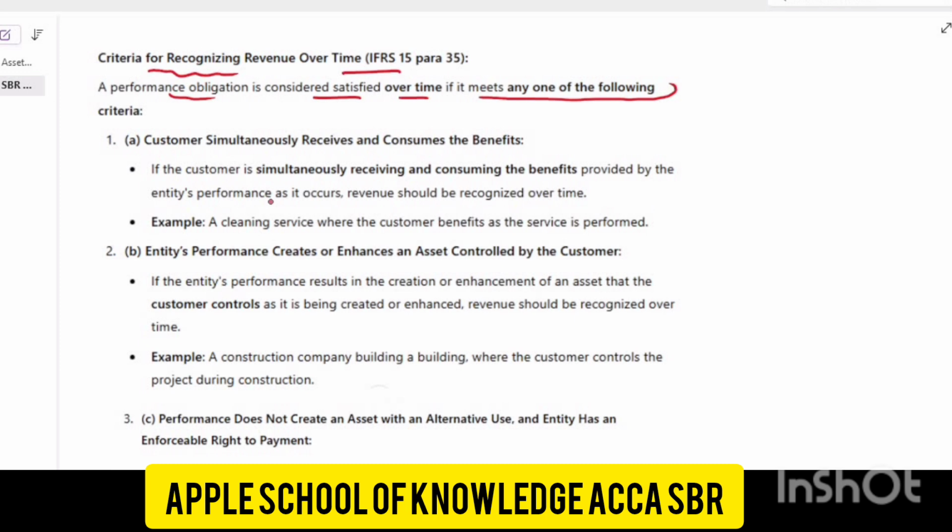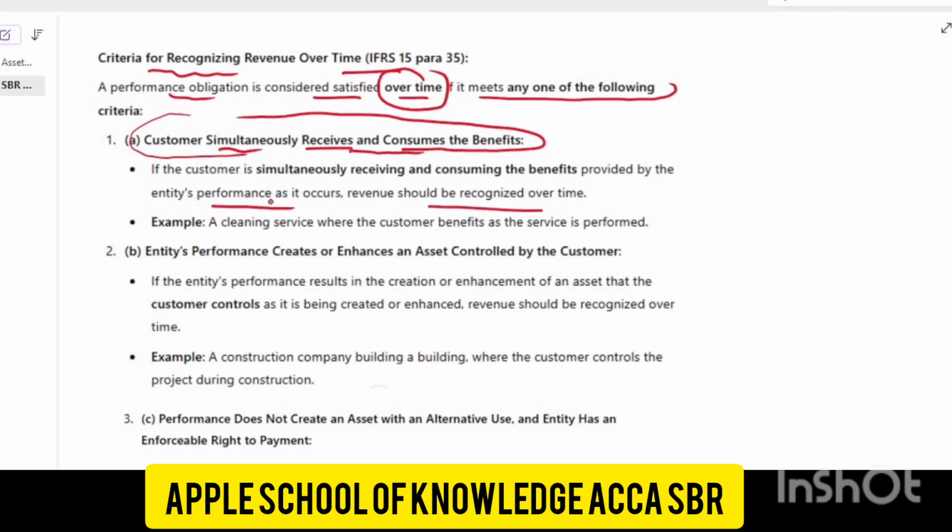Number one, the customer simultaneously receives and consumes the benefit. So when the customer is receiving and consuming the benefit simultaneously, then you have to recognize the revenue over time. That means if a customer is simultaneously receiving and consuming the benefit provided by the entity, performance is occurring, so revenue should be recognized over time. For example, cleaning services, where the customer benefit is the service performed.